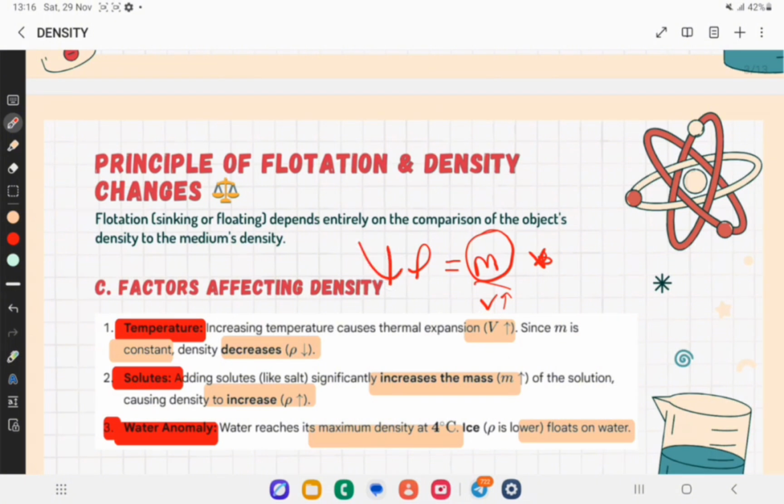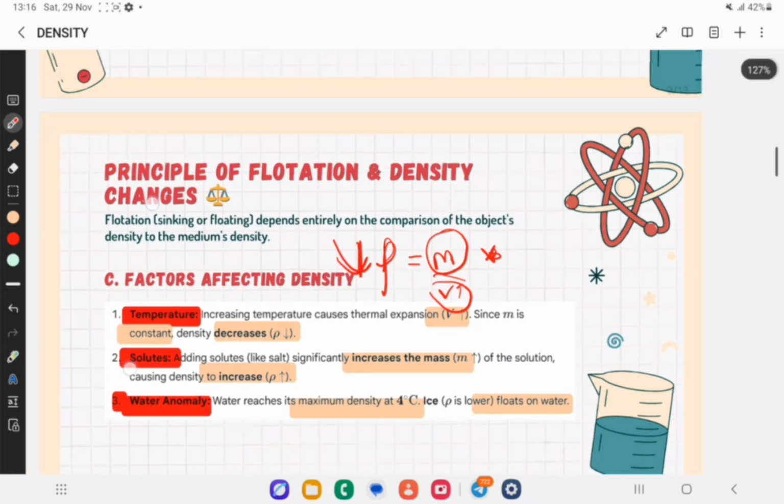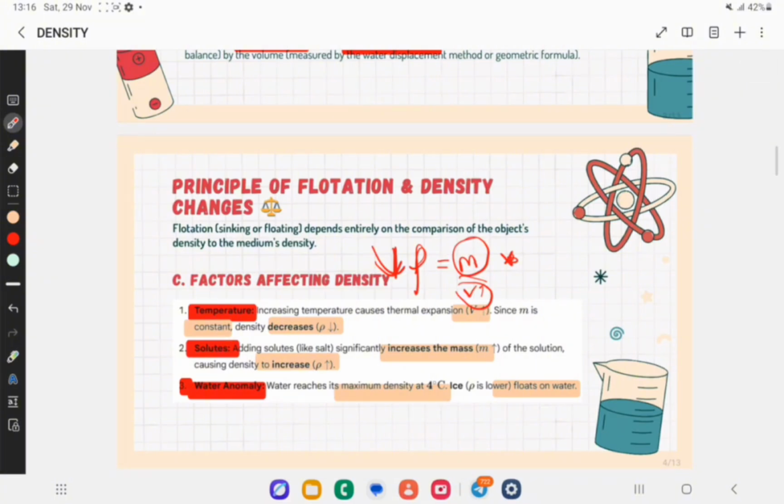Normally when we look at this formula, when the volume increases, it is the bottom one, right? So when the volume increases, the left side here will be the opposite arrow. The volume arrow is up, so the density arrow must be downward. So it's logical. That is the tip to remember and recap the factors affecting density. Next, for the solute case.